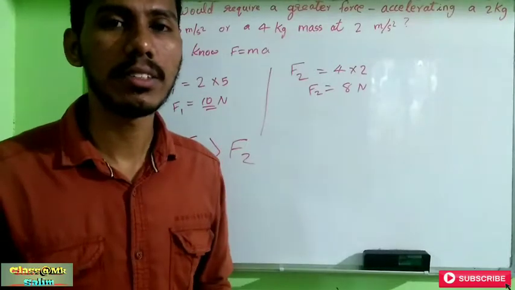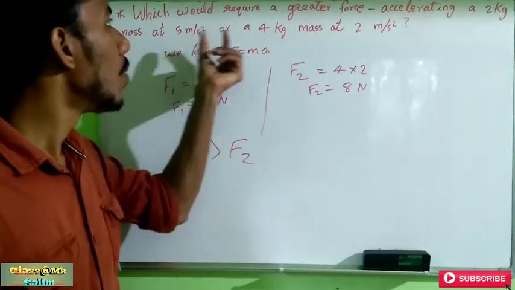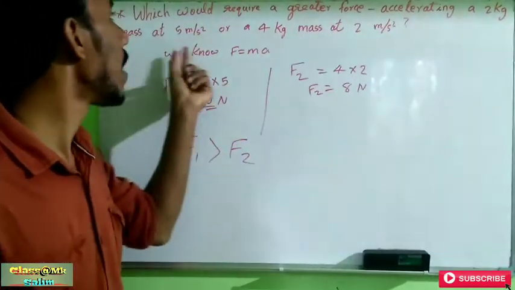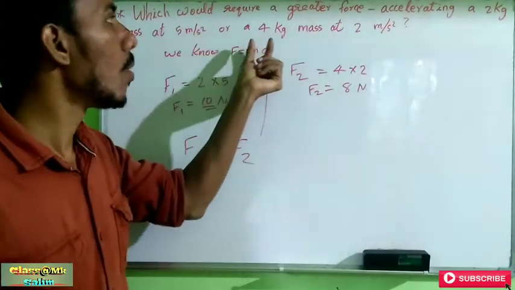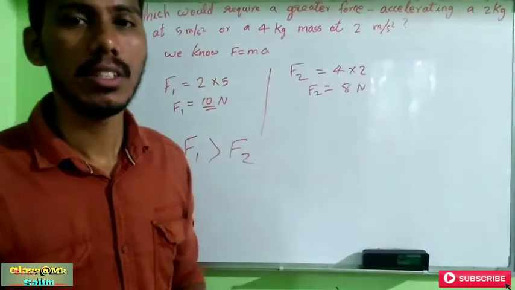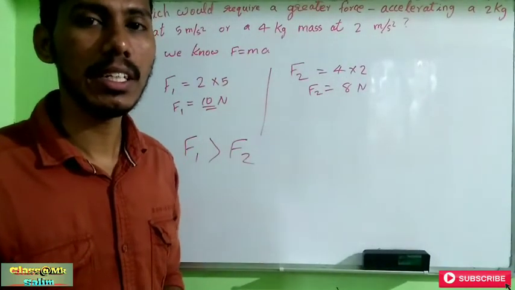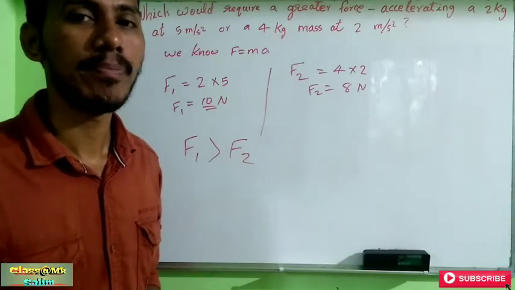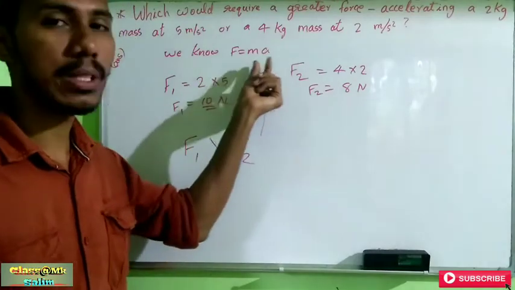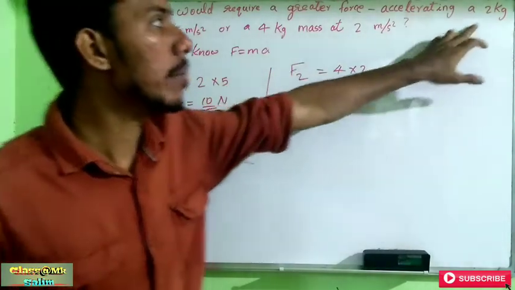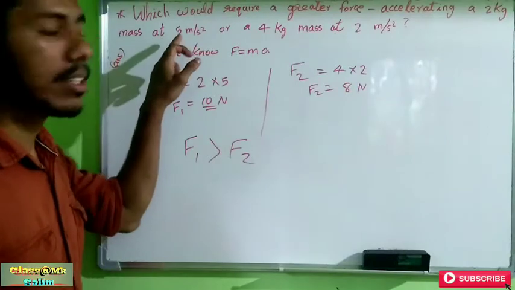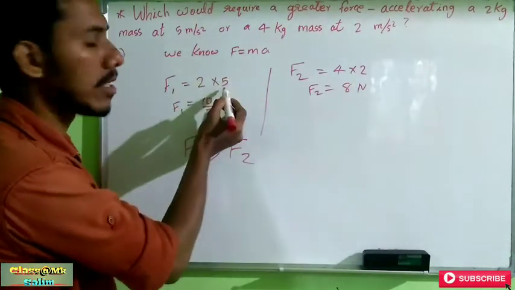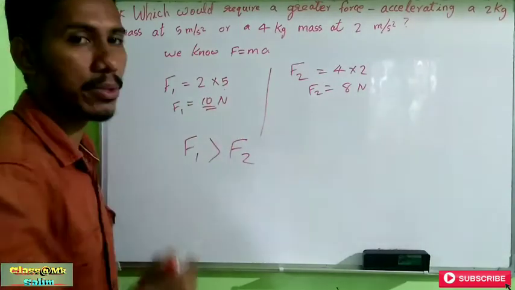Then we have to find the answer of another question. The question is, which would require a greater force: accelerating a 2 kilogram mass at 5 meter per second square, or a 4 kilogram mass with 2 meter per second square? Which needs a greater force, that is to find. We know the equation as F is equal to ma. Then in the first case the mass is 2 and acceleration is 5. Then just substitute it. M is 2 and acceleration is 5 and we get F1 as 10 Newton.